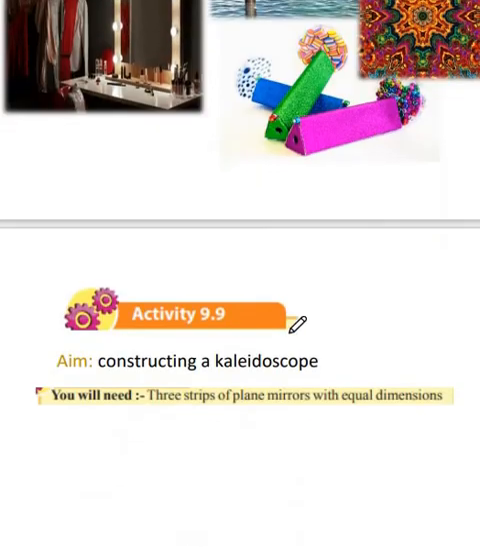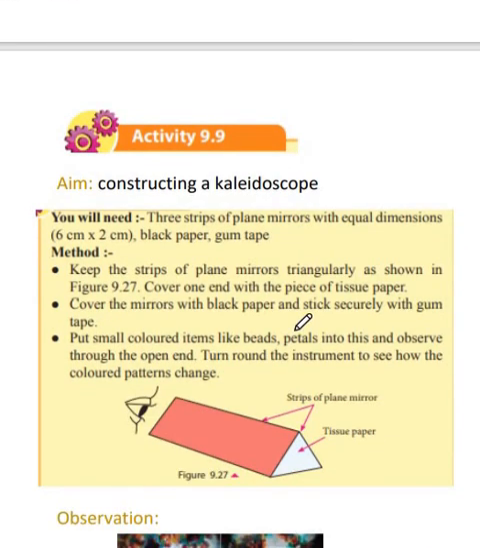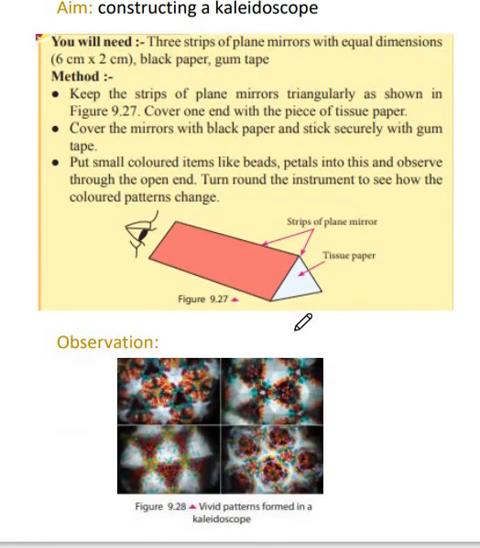Okay, now then, I told you we are going to make a kaleidoscope. Let's see how to do it. So you basically take 3 strips of plain mirrors with equal dimensions, around 6 centimeters by 2 centimeters. Okay guys, and then some black paper and some gum tape. So you're going to keep the 3 plain mirrors in a triangular manner, like to make a pyramid sort of thing, okay, as shown in the figure.